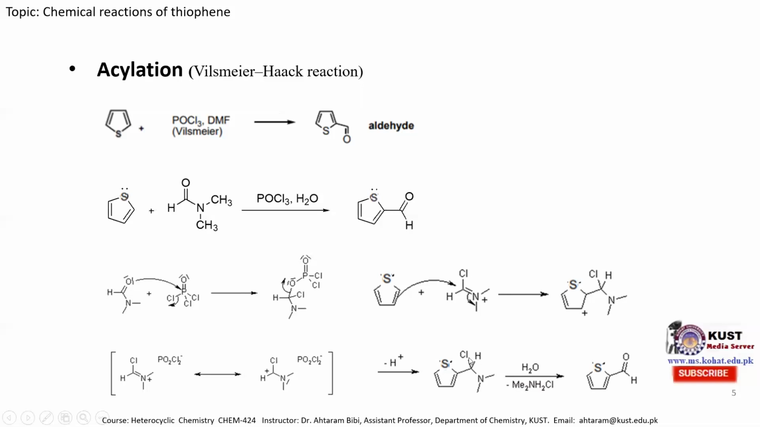this species, dimethyl amine chloride, is eliminated, producing the thiophene molecule having an aldehyde at its alpha position. So this is also an acylation reaction of the thiophene molecule: the thiophene molecule can also be acylated in the presence of phosphorus oxychloride and dimethyl formamide.